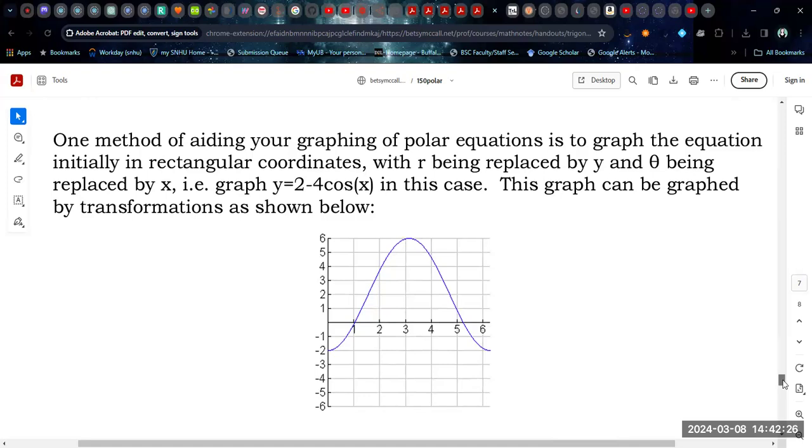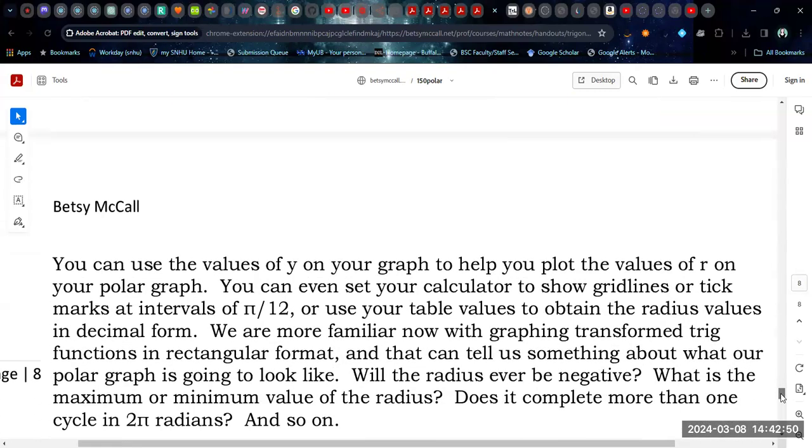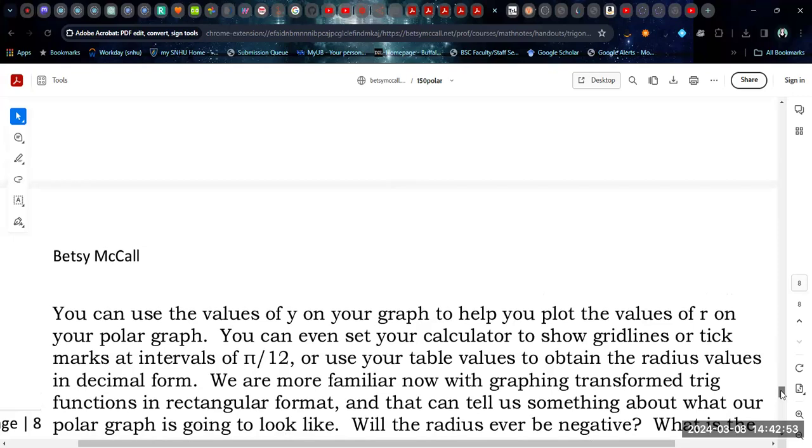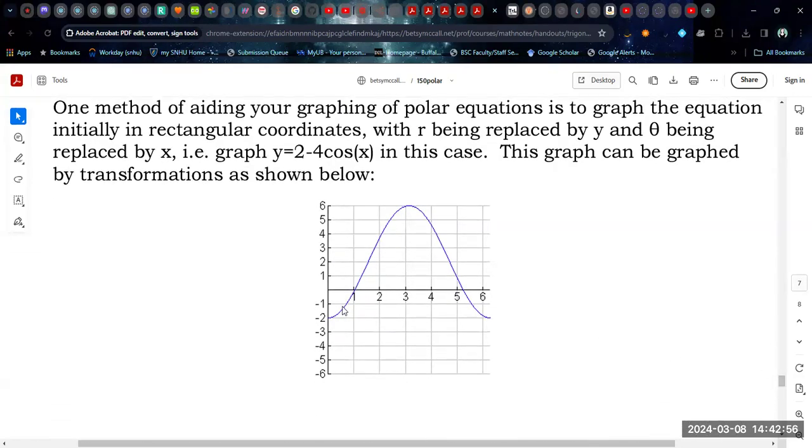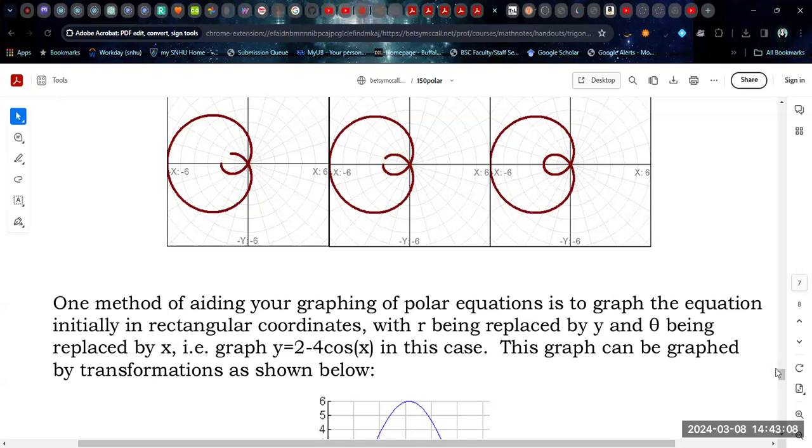Now, another strategy for plotting these functions is that you can plot them in rectangular coordinates. So think of y as your r and x as your theta. And then from this rectangular graph, you can collect the values for your function. Now, this is just a strategy that you can use, and some people really like this. Some people, I think, find it difficult to switch between the meaning of the point on this graph and the meaning of the point on the polar graph.